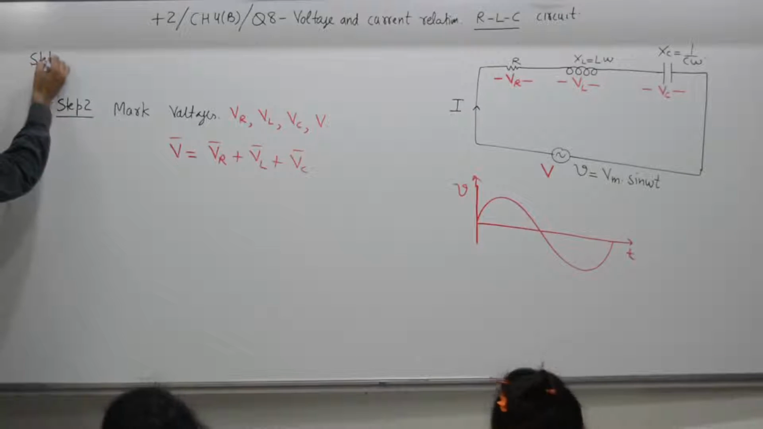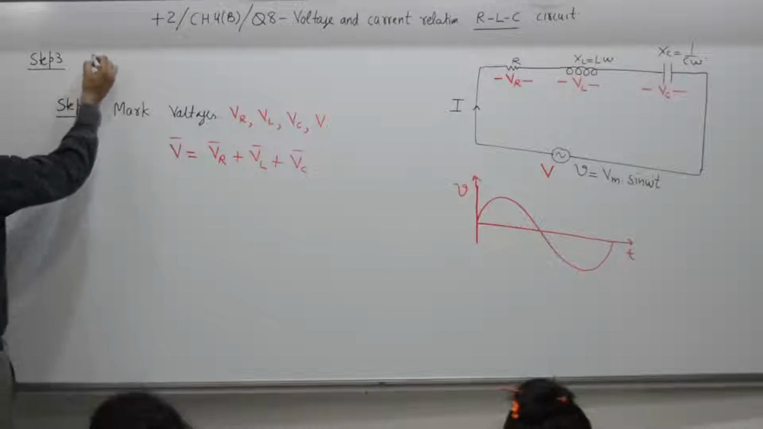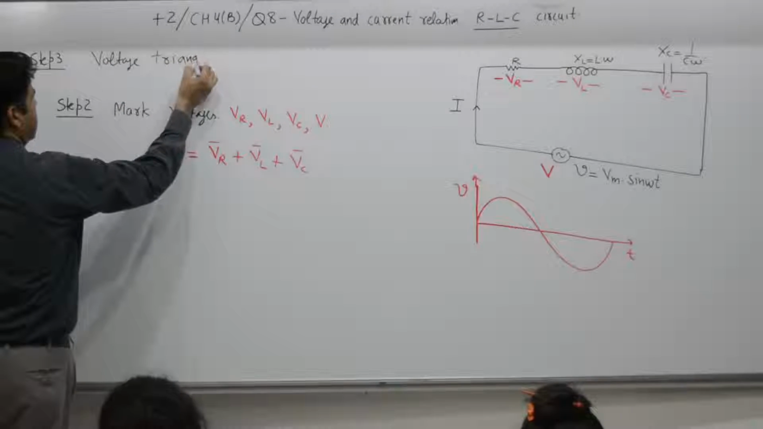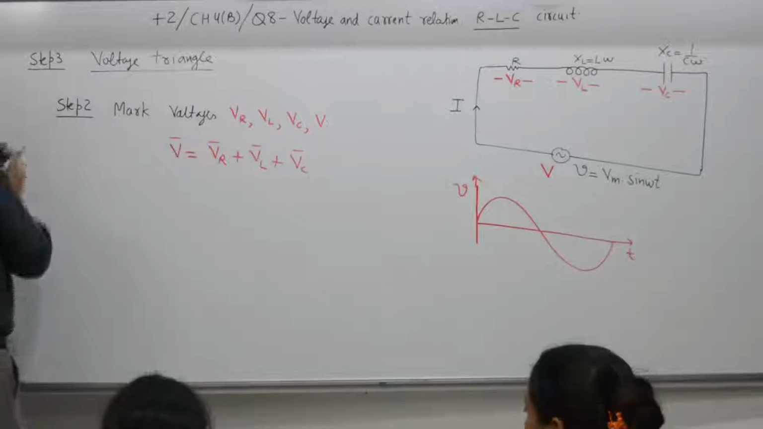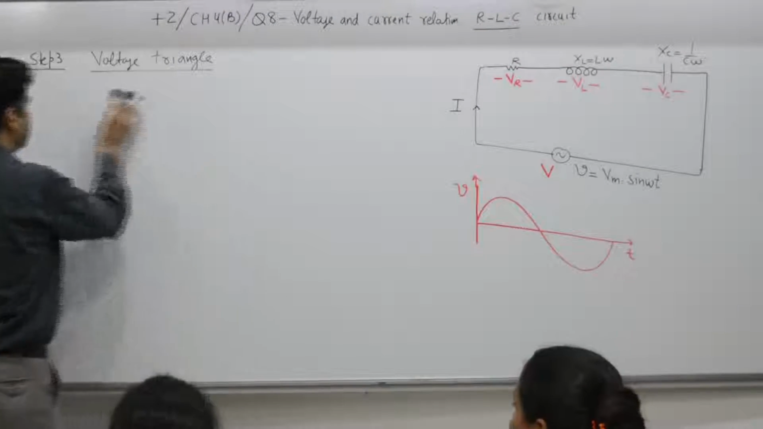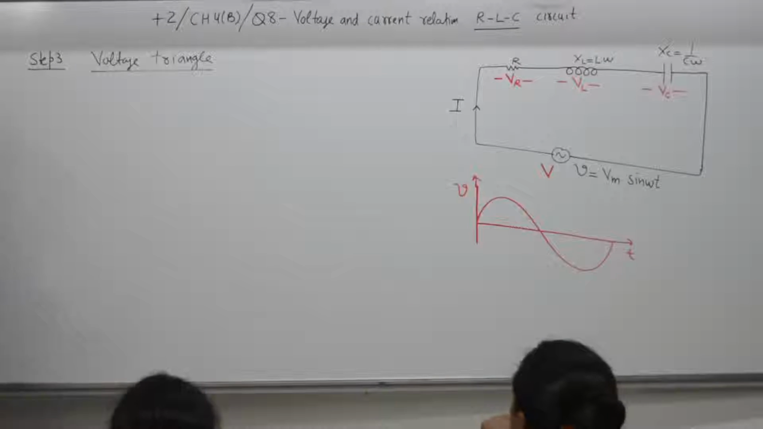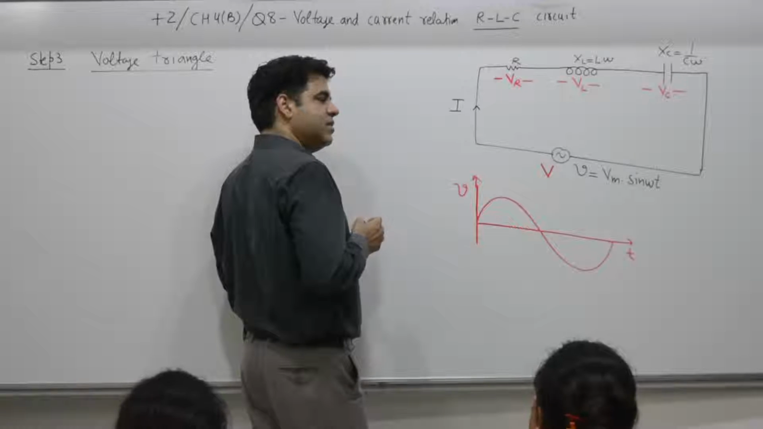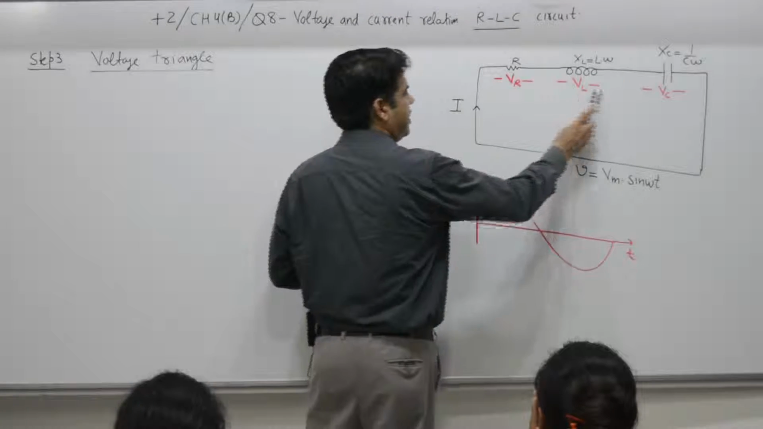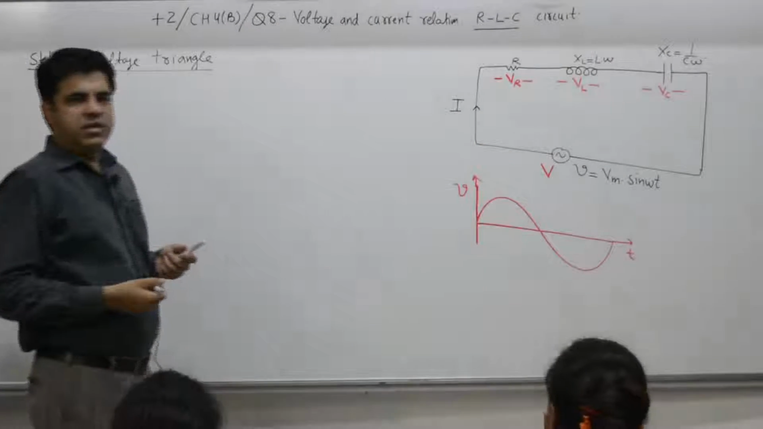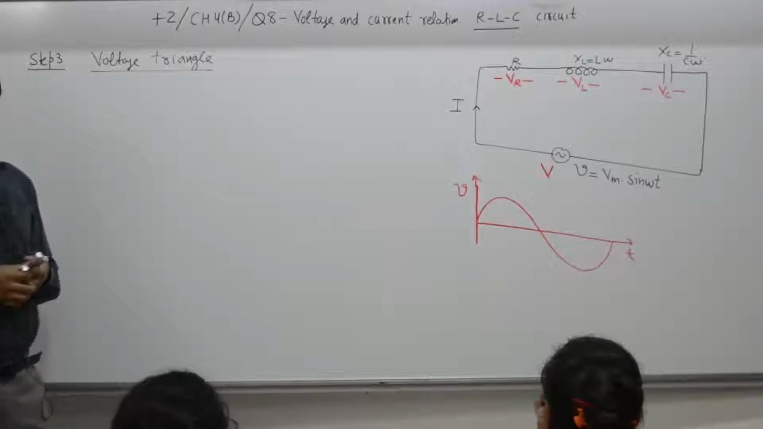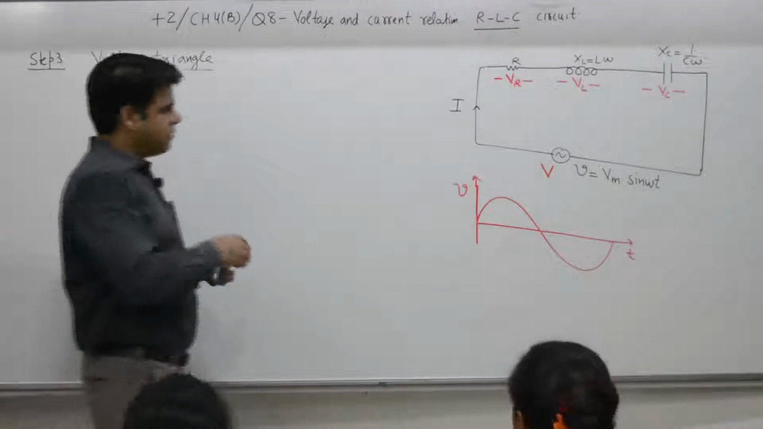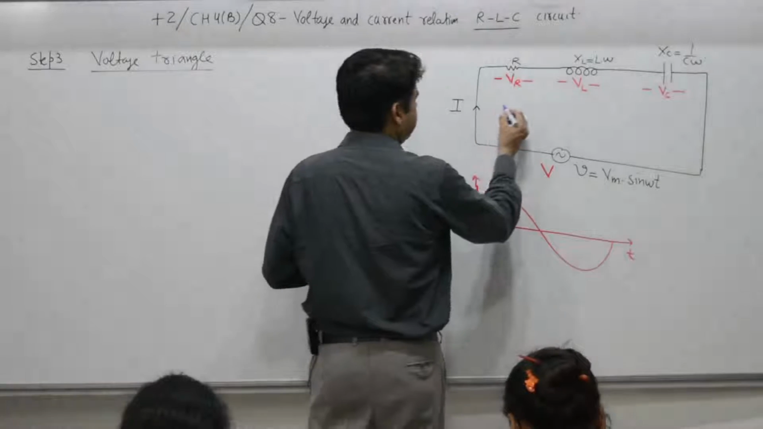Step 3, I want to draw a voltage triangle. You can say core of all questions in the chapter, voltage triangle. How many phasors are there? V, VR, VL, VC and I also. 5. I to be taken as reference. Why? It is the same logic we have covered. So I to be taken as reference.